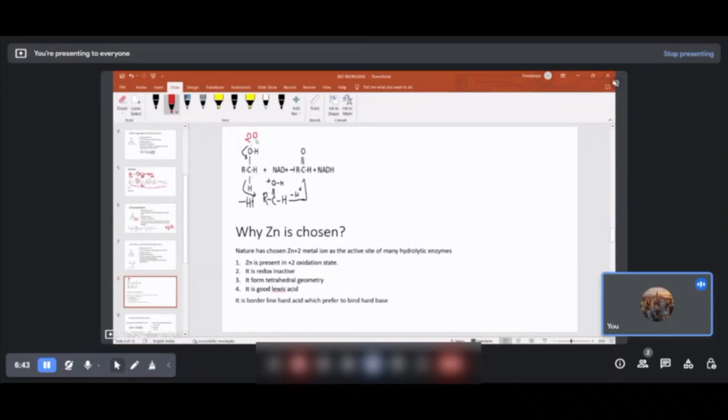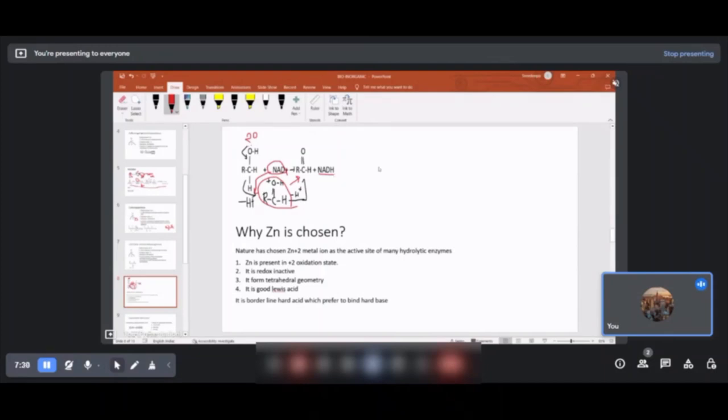So how is that happening? Here, the lone pair of OH will form a double bond with carbon, and this hydrogen will get liberated. This type of intermediate structure will form, where O has a positive charge, and since this structure is not stable, this hydrogen will also get liberated, and hence ketone is formed. And this NAD plus will take the liberated hydrogen H plus and will form NADH.